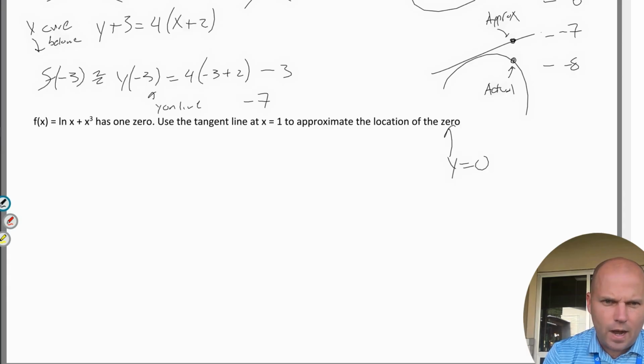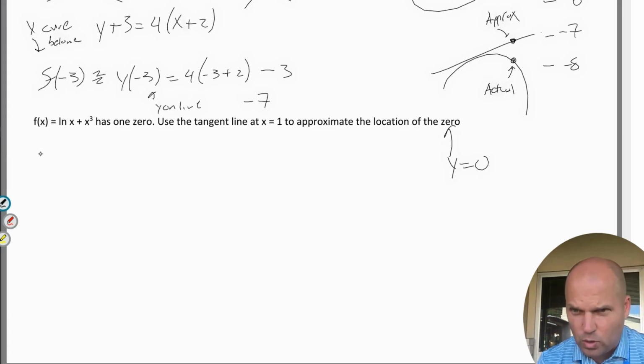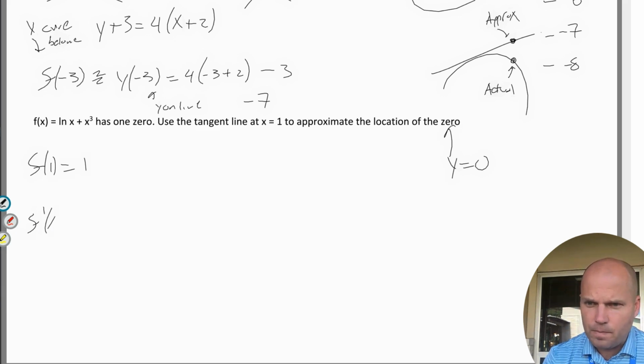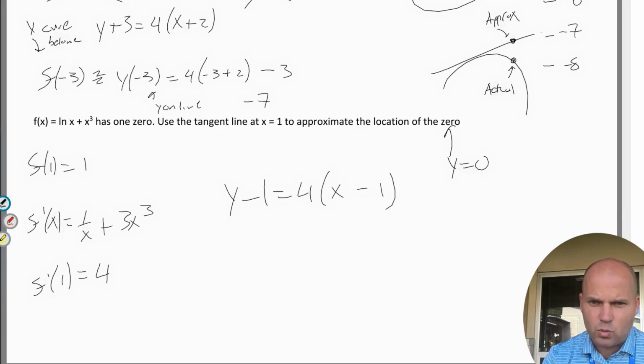Locations of zeros are when y equals 0. So log x plus x cubed has 1, 0. Use the tangent line at x equals 1. So let's find f of 1. Well, that's 1. Let's find the slope. I need the slope of this, and the slope at 1 is 4. So I got y minus 1 equals 4 times x minus 1. And I'm going to say that this will mimic that around x equals 1.